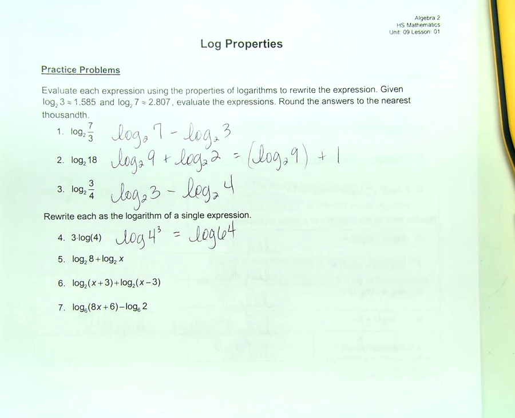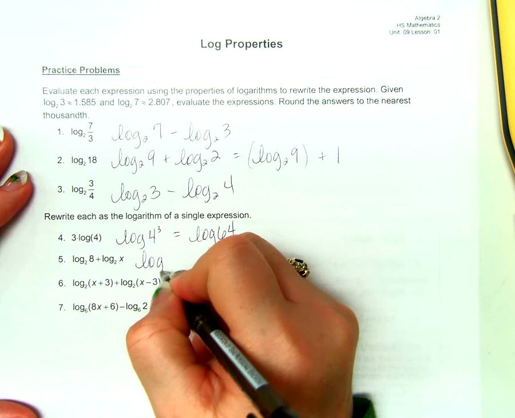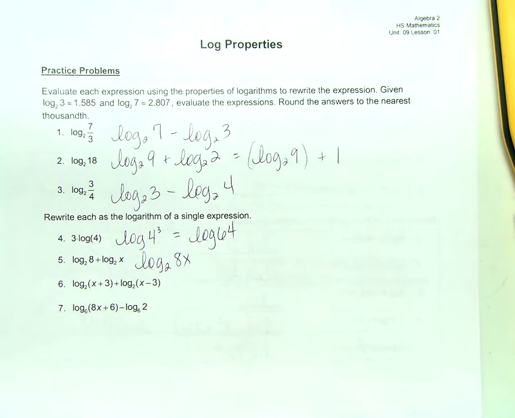What about 5? Log base 2 of 8x. And why'd you do that? When we're adding our logarithms, we're multiplying the arguments. Okay? Think about how we said it with exponents. When we're multiplying like bases, we're adding the exponents. When we're talking about logarithms, when we're adding like logarithms, we're multiplying the arguments. Very similar, right? Okay? What about 6?